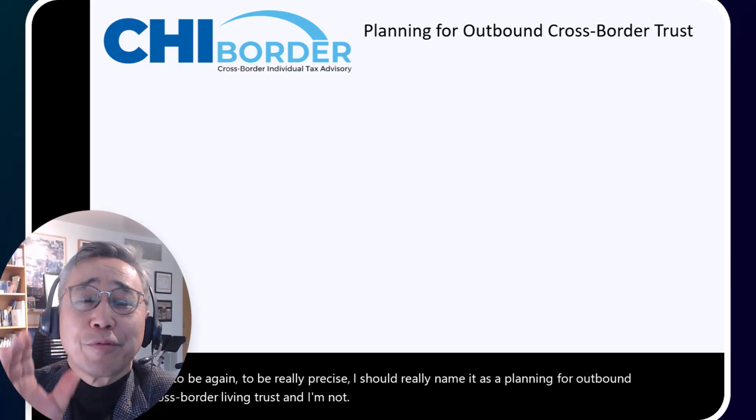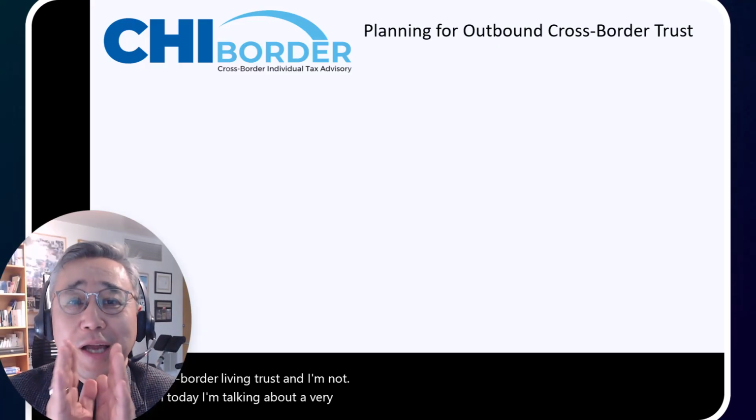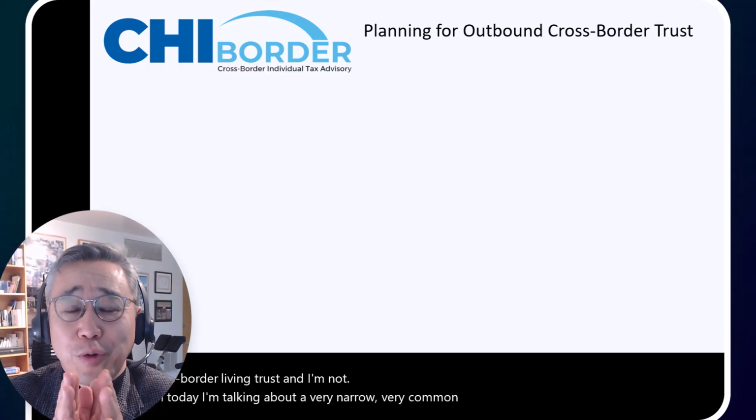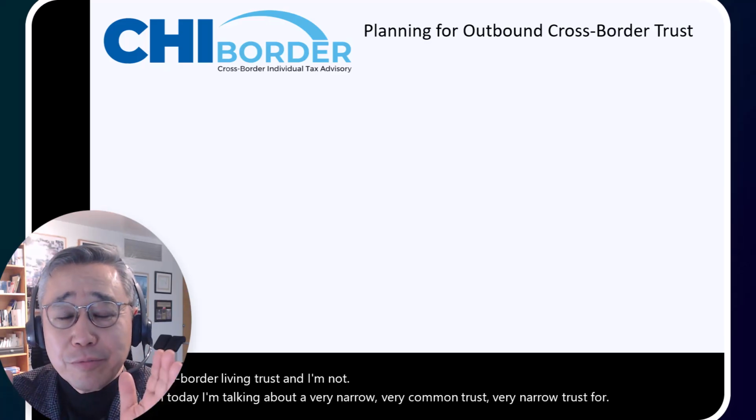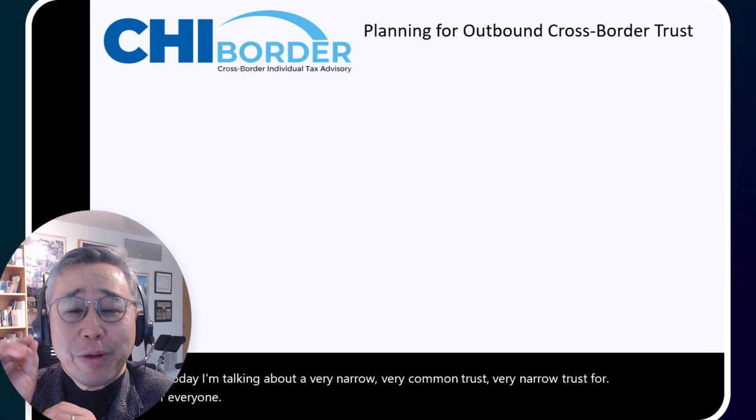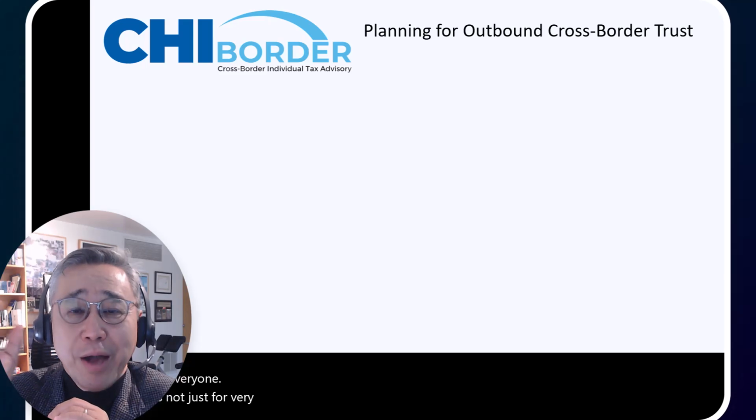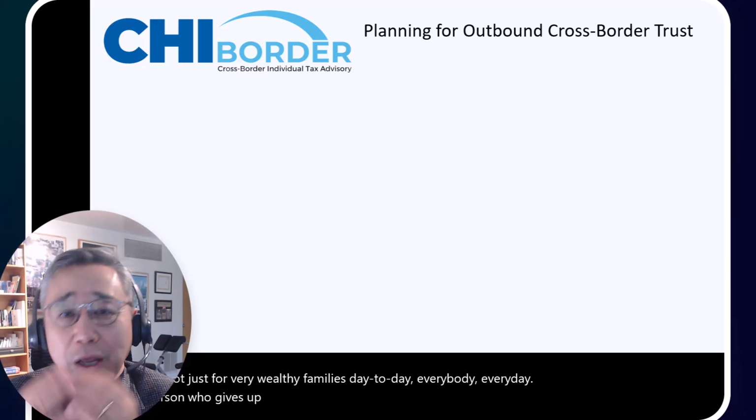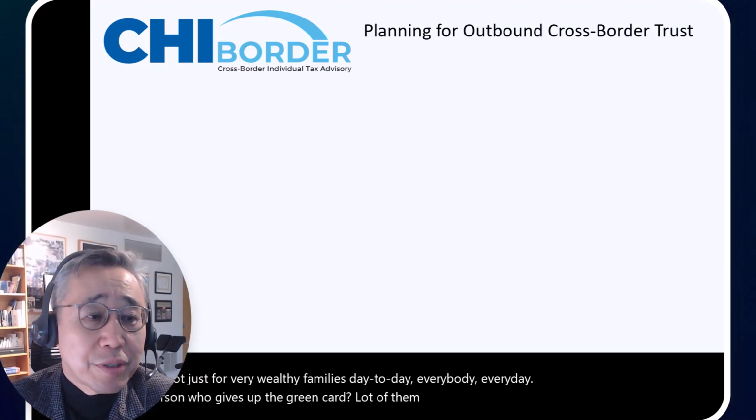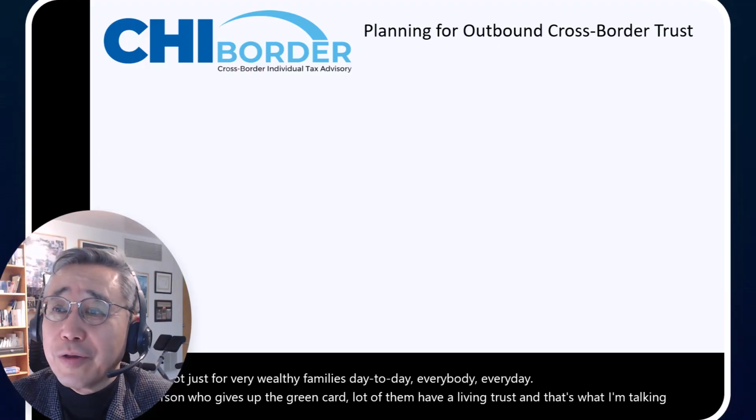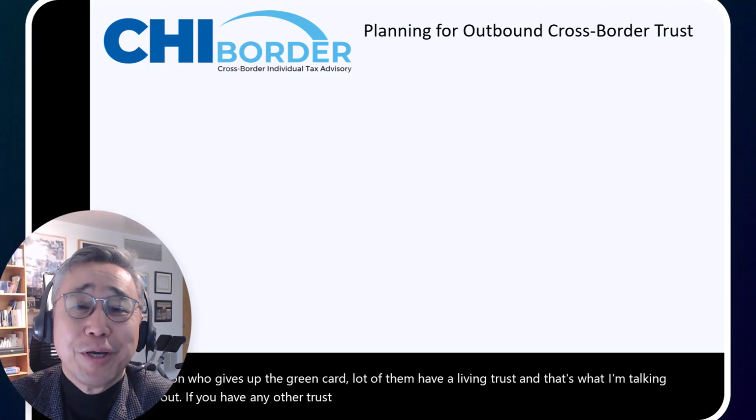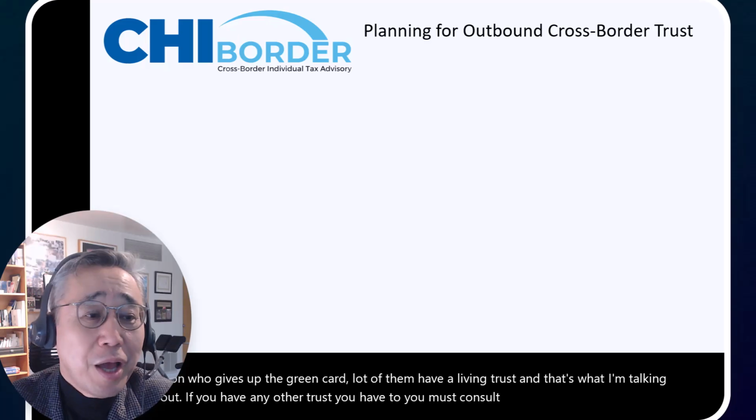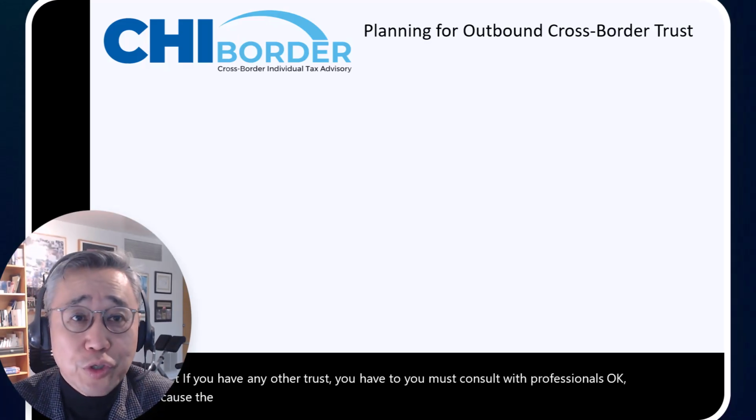Today I'm talking about a very narrow, very common trust. It's not just for very wealthy families, but for everyday people who give up the green card. A lot of them have a living trust, and that's what I'm talking about. If you have any other trust, you must consult with professionals, because the impact may be huge.